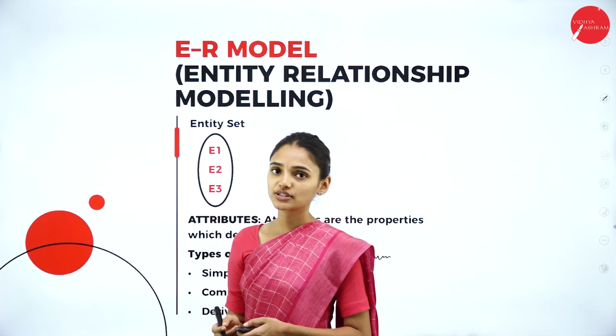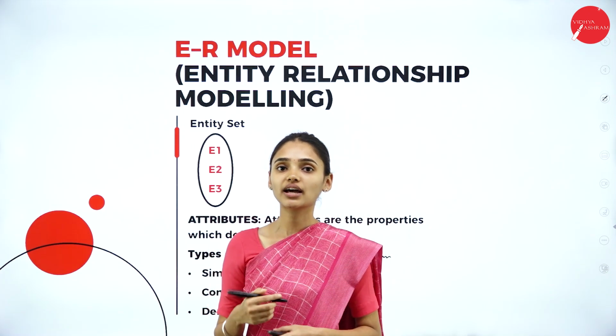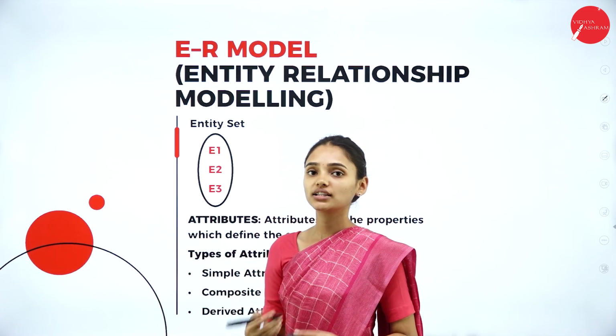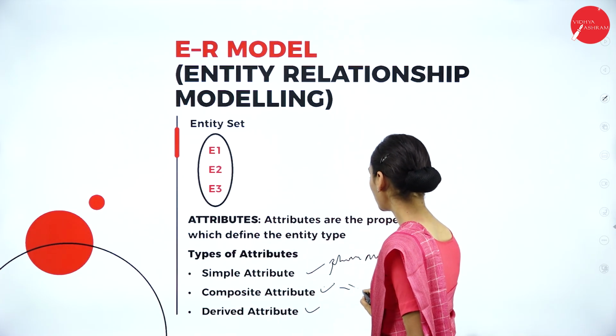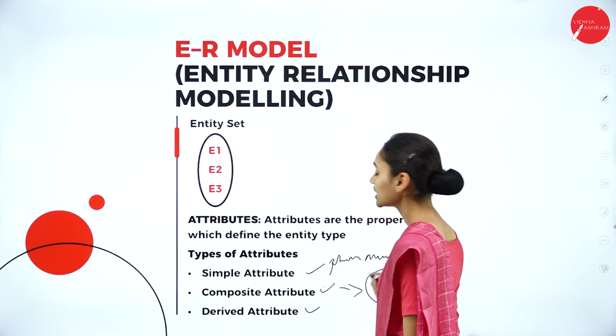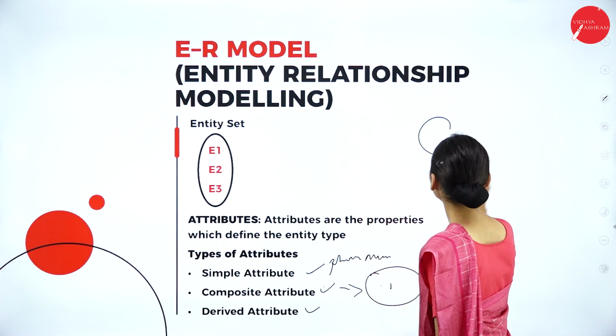Second one is composite attribute. Composite attributes are the attributes which are composed of other attributes, and it is represented by an ellipse. These ellipses are connected to other ellipses. Say for example, name.